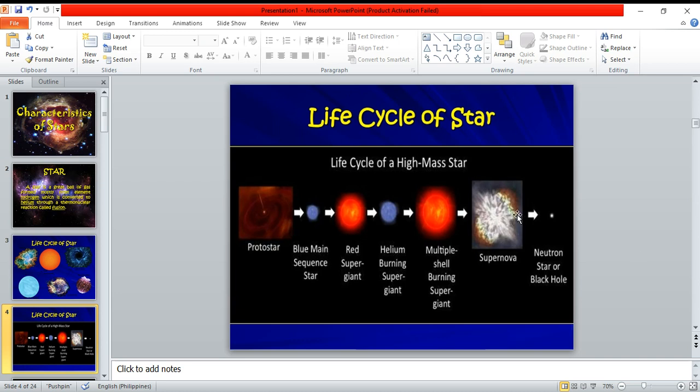So in the neutron star or the black hole, the core survives the explosion of the supernova. It becomes a tiny and very dense star.